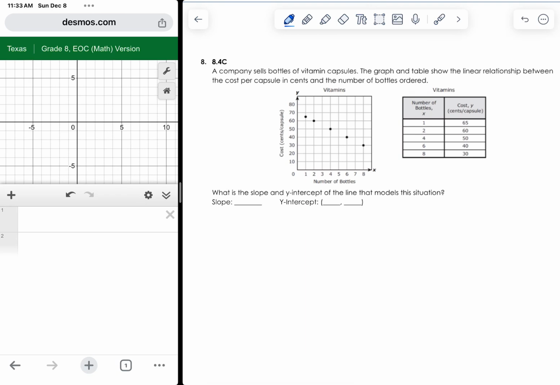The company sells bottles of vitamin capsules. The graph and table show the linear relationship between the cost per capsule in cents and the number of bottles ordered. So we were given a graph and a table.